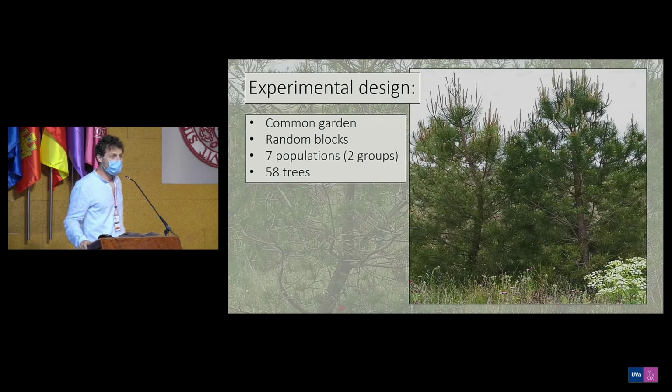For our experimental design, we got the seeds and the plants from those populations and used a common garden, which is in Valladolid. The design was random blocks, so all 7 populations are very mixed together. In total, we studied 58 trees.